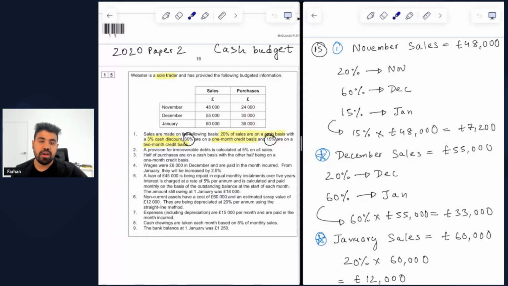My name is Farhan. In this video, I'll teach you how to prepare the cash budget correctly. This is question number 15, taken from 2020 Paper 2 exam.